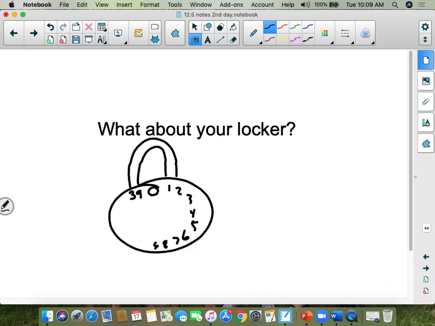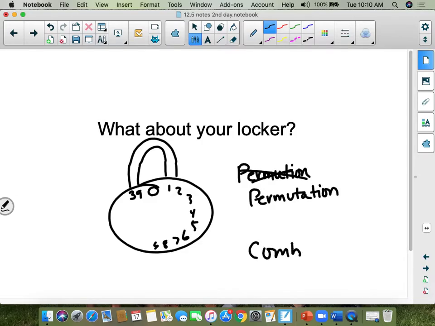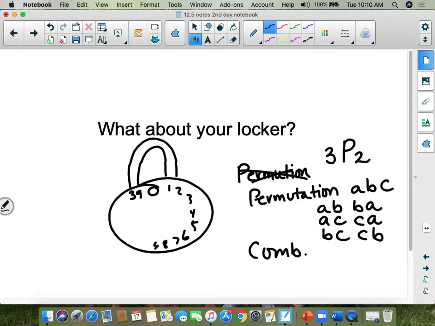So what's your locker? Is your locker a permutation, or is it a combination? So I told you when we did 3P2, when I did ABC, I did AB, AC, BC, BA, CA, and CB. When I did 3C2, I just did 1. I didn't have to mix them up.